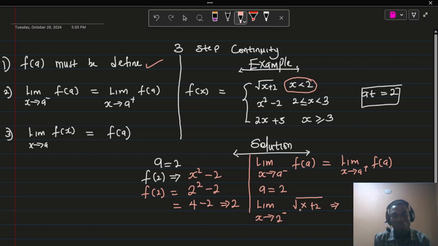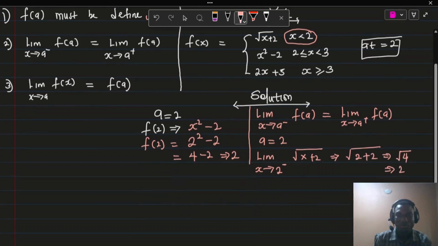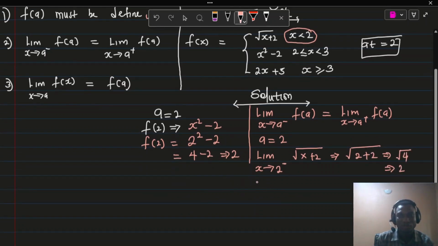Use direct substitution, insert 2. That will be square root of 2 plus 2, and that will give us square root of 4, which gives us 2. Alright, now let's find the limit from the right hand side, x approaches 2 from the right hand side.